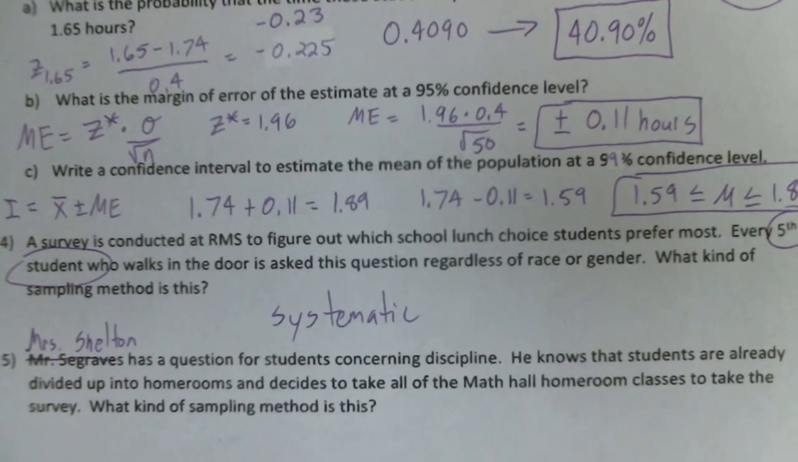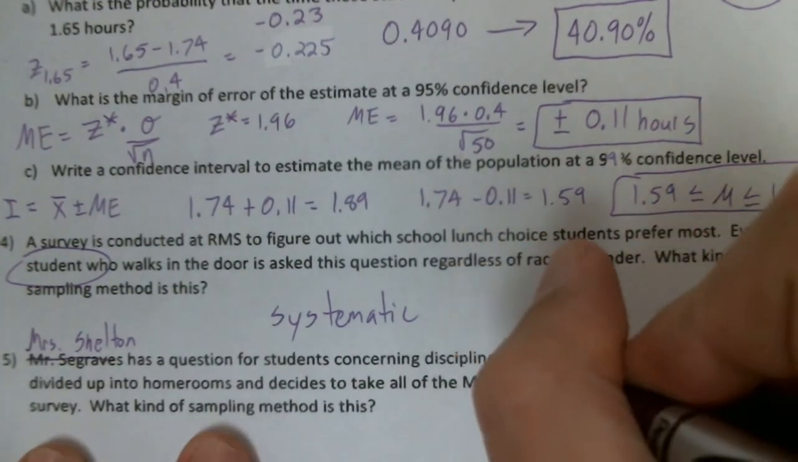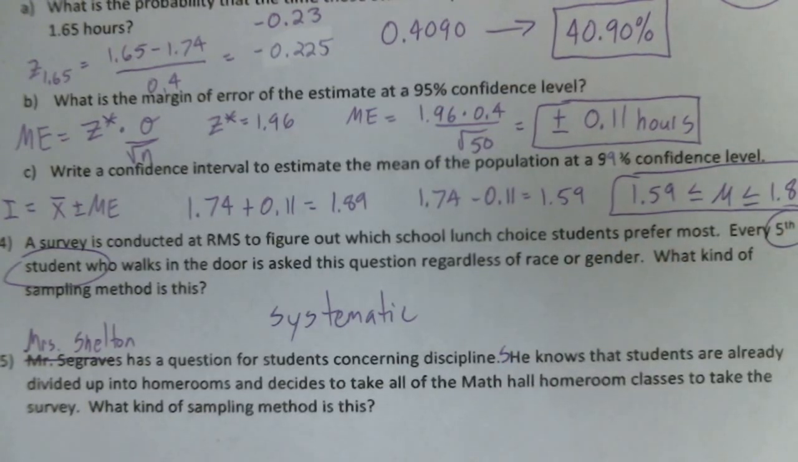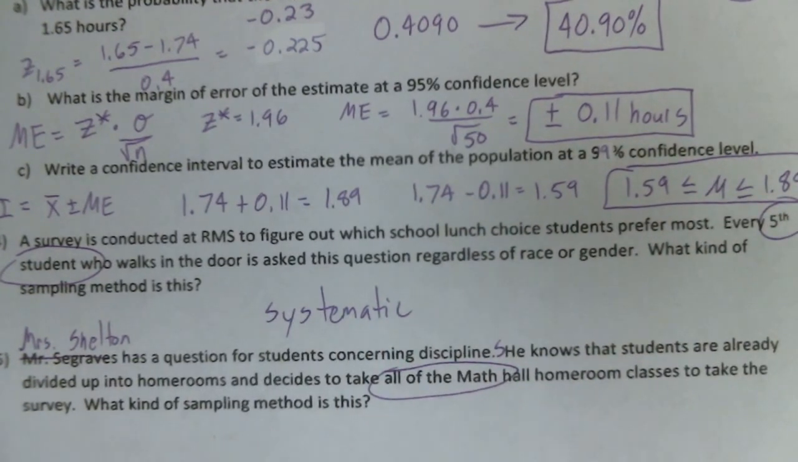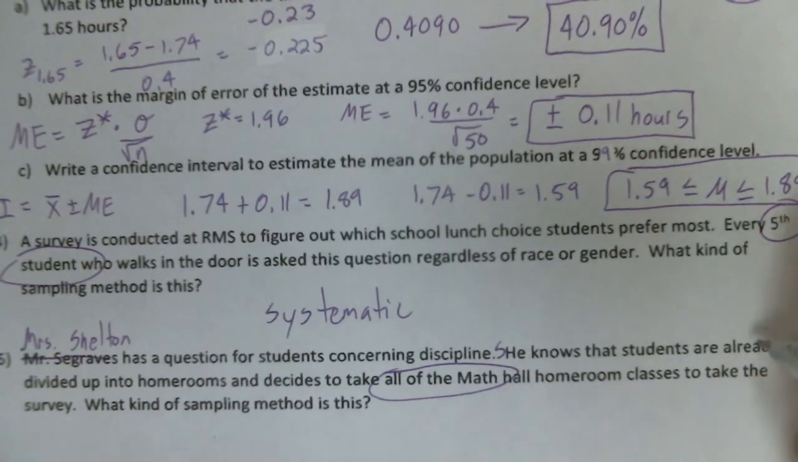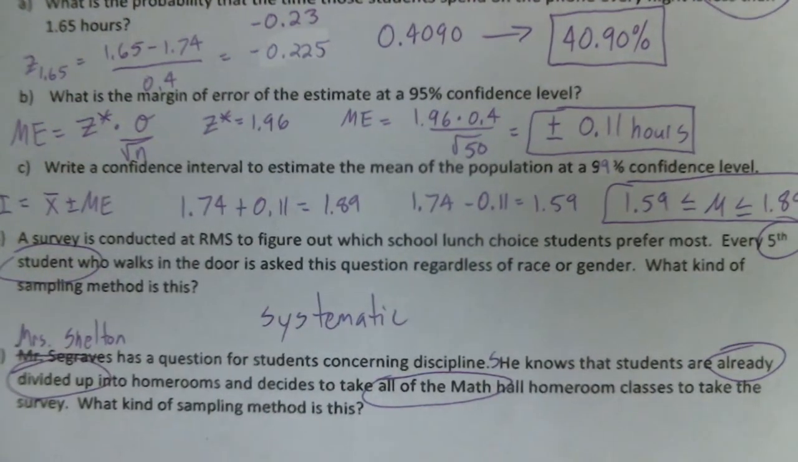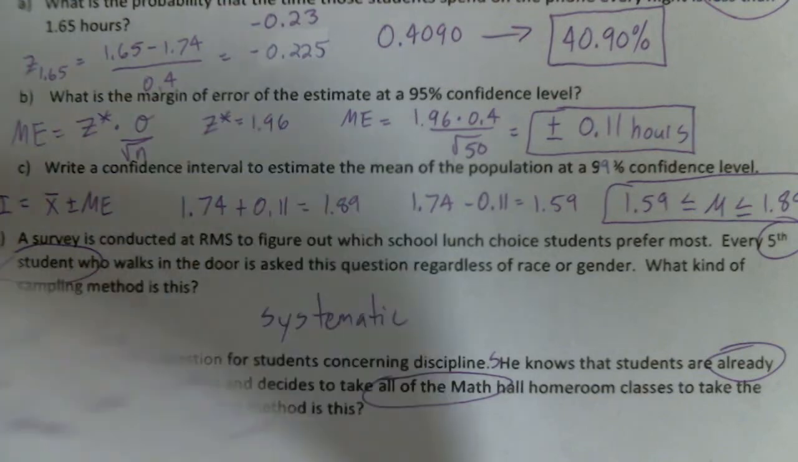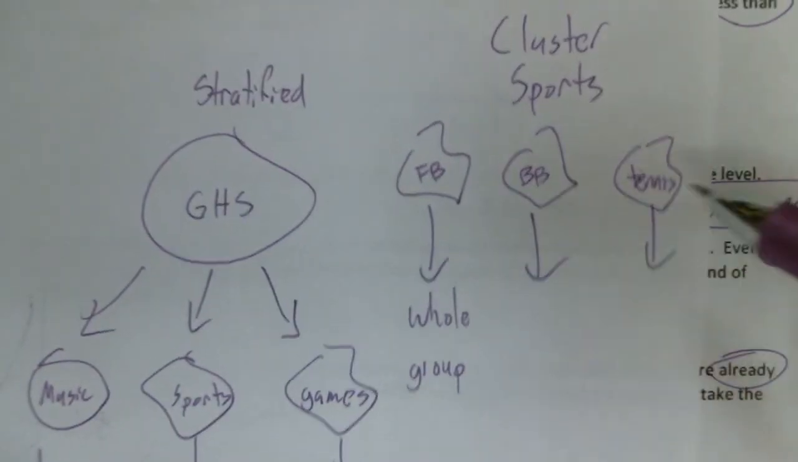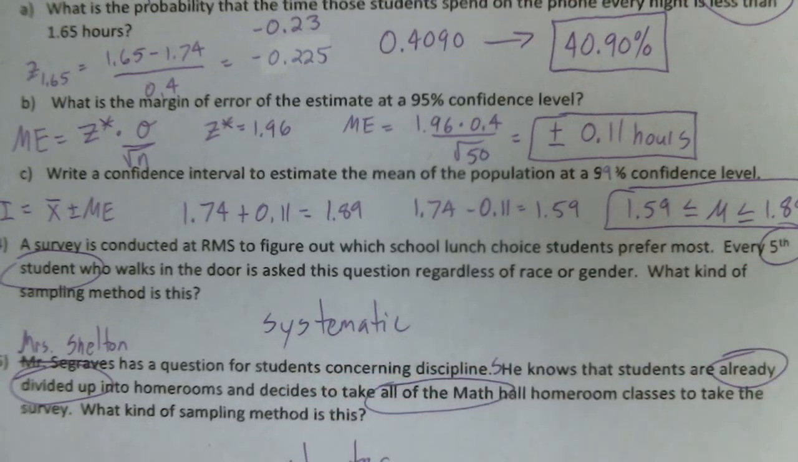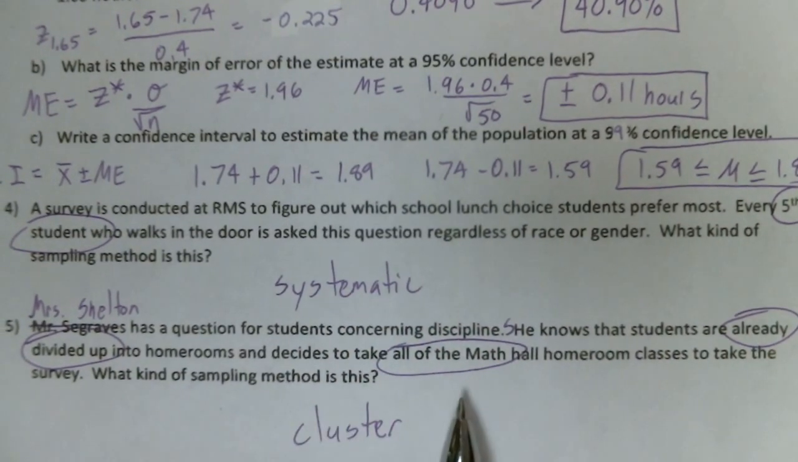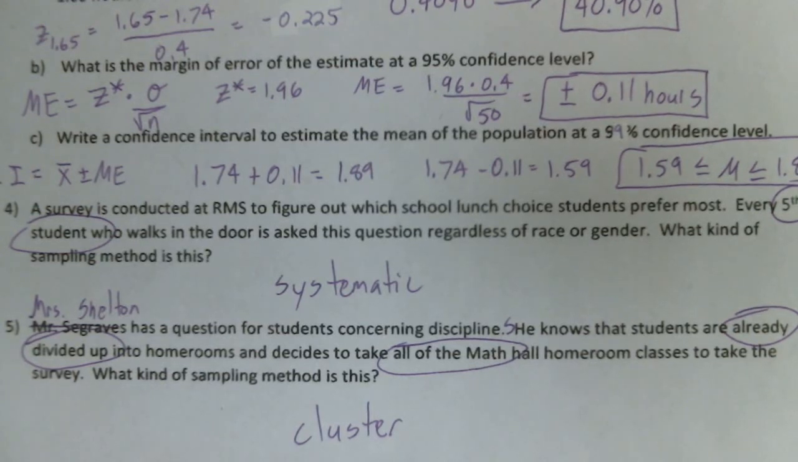Miss Shelton has a question for students concerning discipline. She knows that students are already divided up into homerooms and decides to take all of the math hall homeroom classes to take a survey. They're already divided up. That's your cluster. We already have our groups, and we're going to ask everybody. So that is going to be cluster. If she said that we're going to take these groups and only poll some of the homeroom classes, that would be stratified.